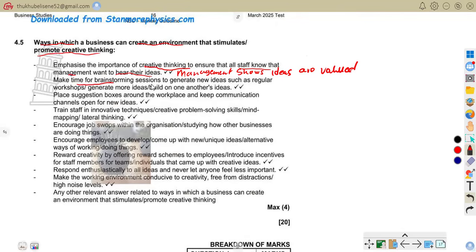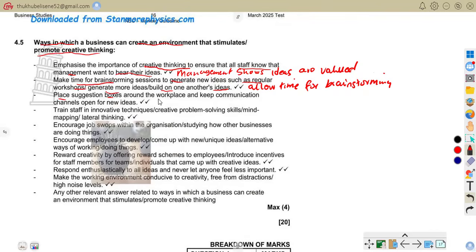Make time for brainstorming sessions to generate new ideas, such as regular workshops. Generate more ideas built on another's idea. So here you allow time for brainstorming. So that means employees get time to generate what? Ideas. That is that.